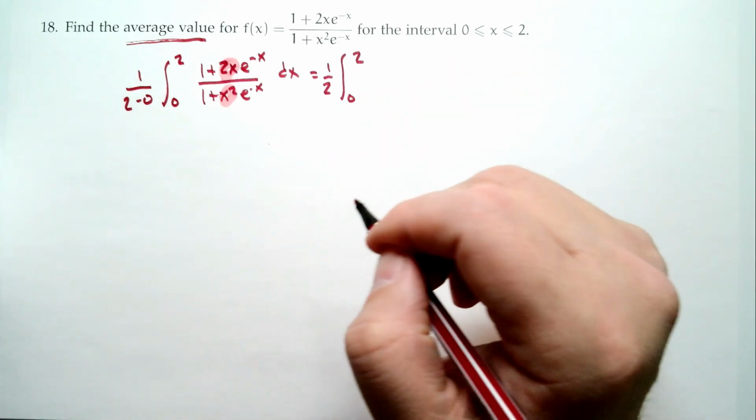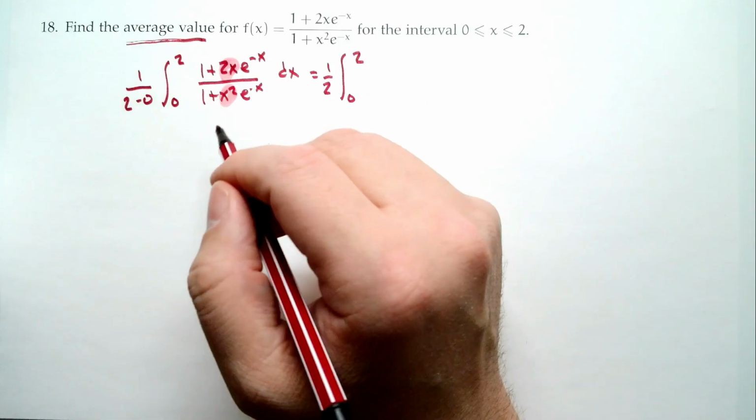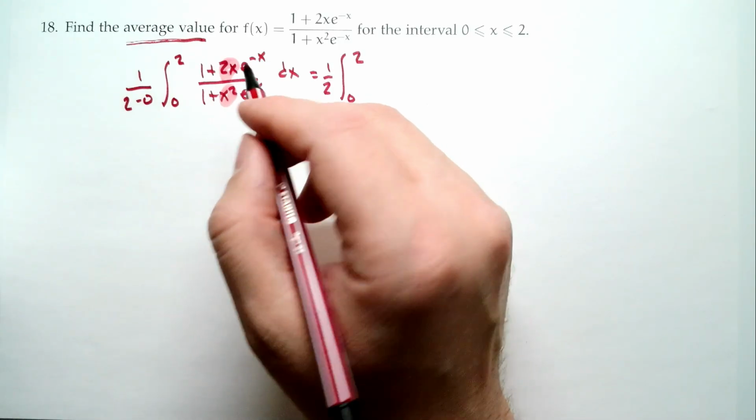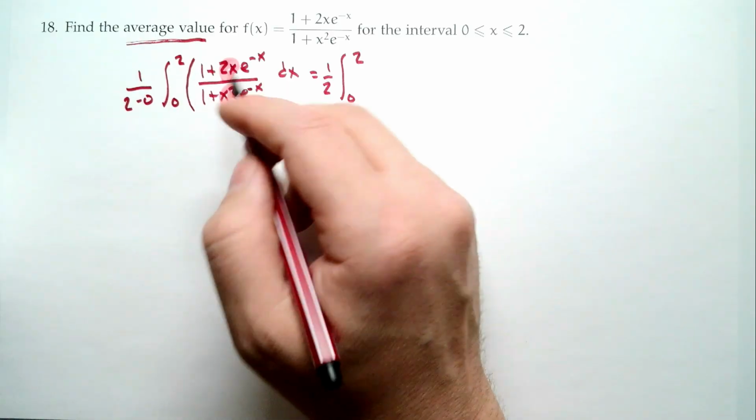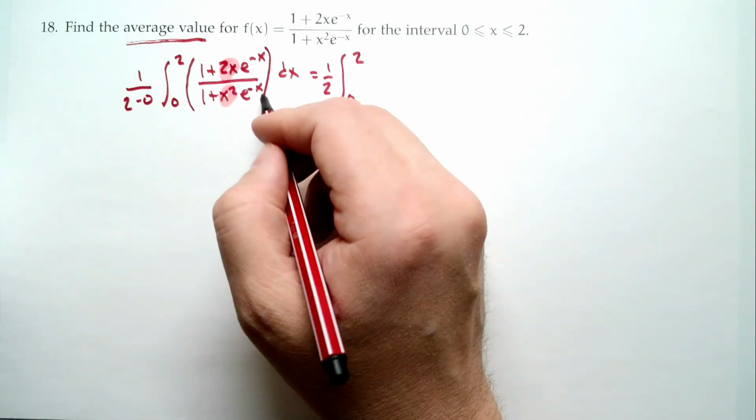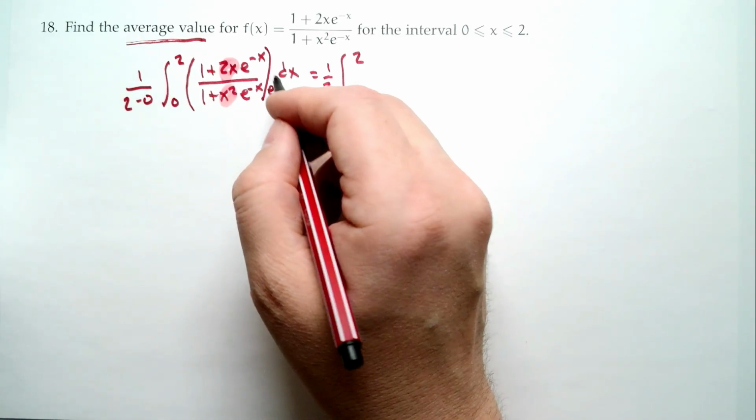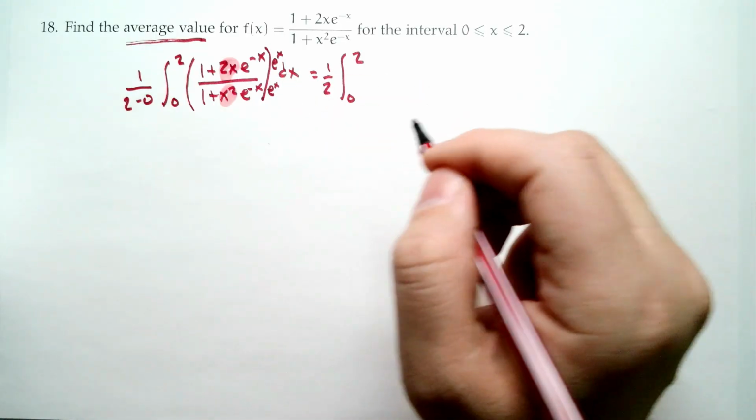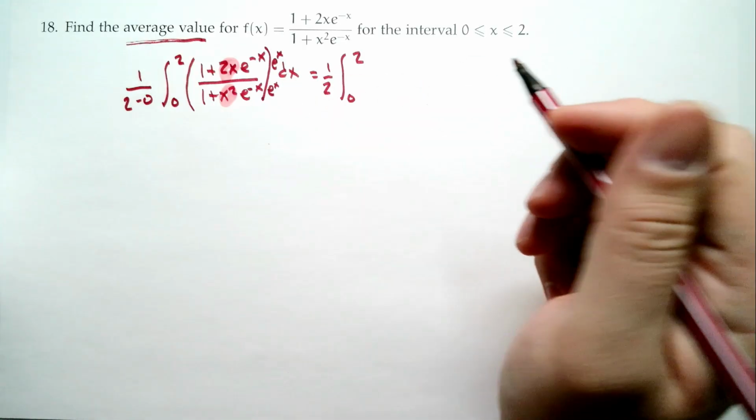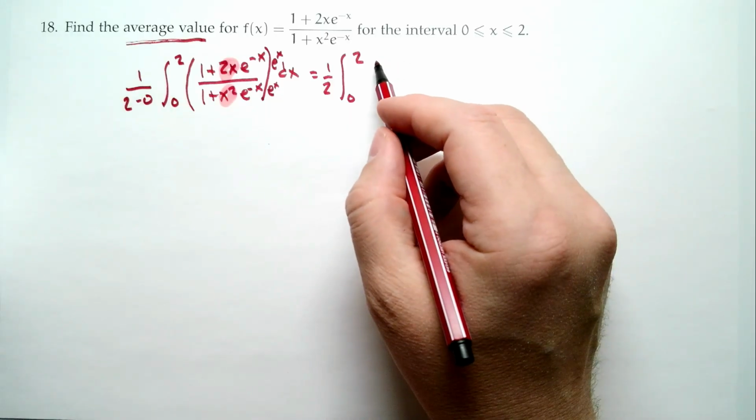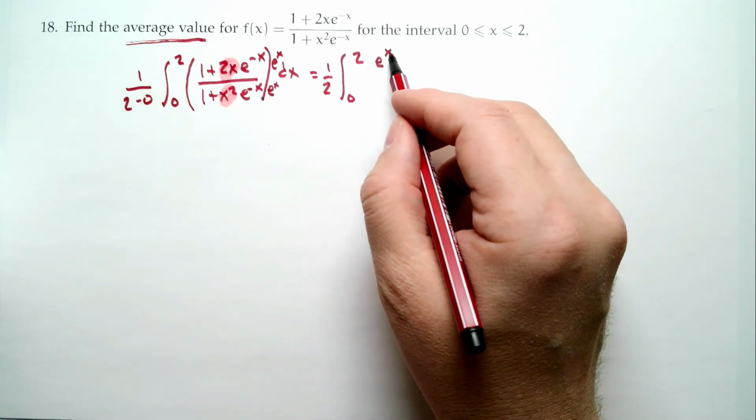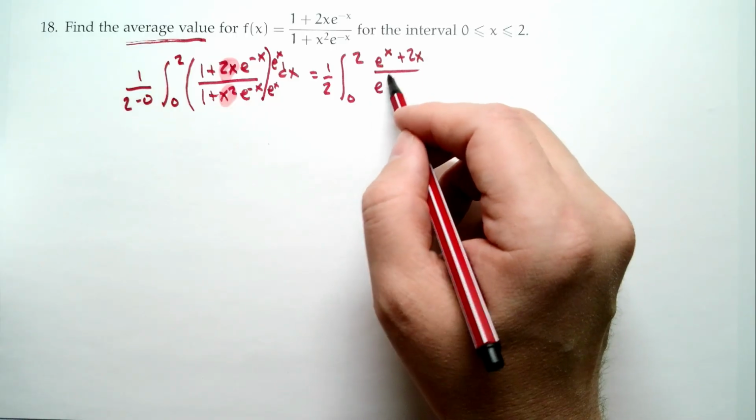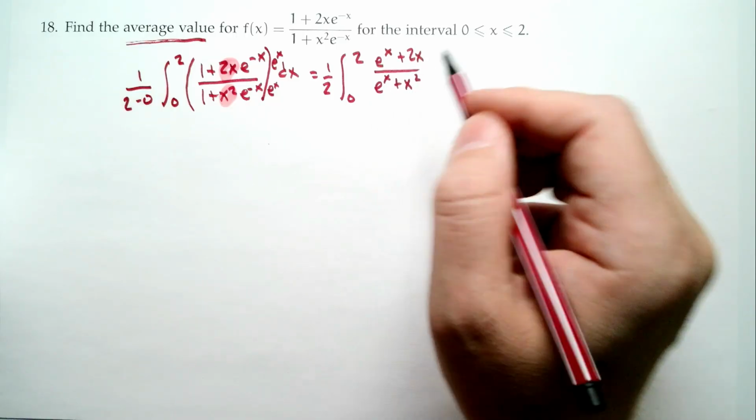Well, one way to do it is to say, let me cancel it off. To cancel e to the negative x, I can multiply by e to the x. So I'm looking for ways to rewrite my expression. This is an algebra idea. If we multiply by e to the x top and bottom, upstairs we get e to the x plus 2x. Downstairs we get e to the x plus x squared.